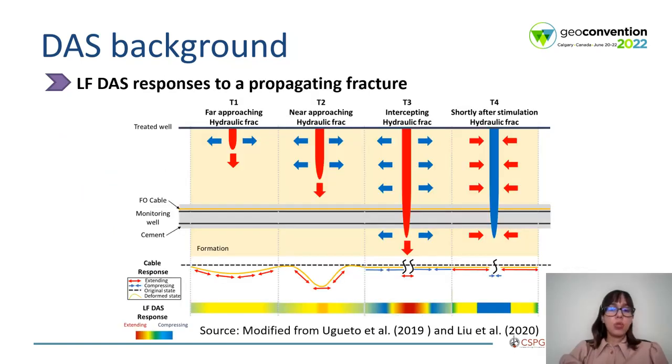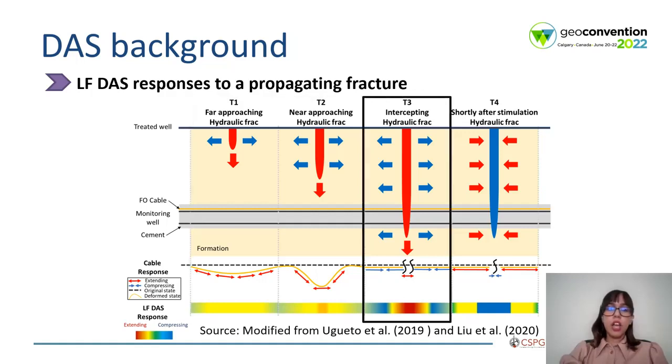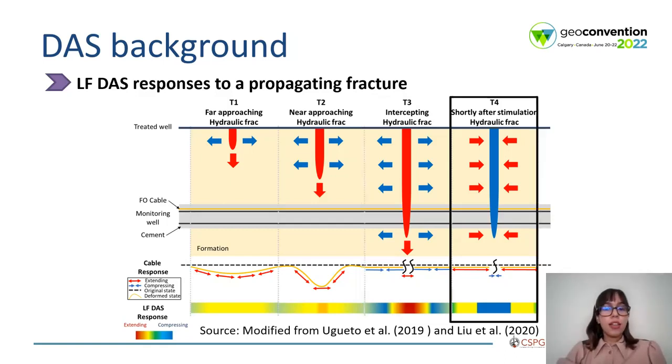This figure shows the hypothetical strain cable responses of a propagating hydraulic fracture. As the fracture approaches the monitoring well, the cable extends, and the extensional strain increases until the fracture hits the well. When this happens, the cable on the fracture is still extended, and there is a large extensional strain increase centered at the point of interception, surrounded by compressional strain as the cable on both sides is being compressed due to the fracture opening. When the stimulation ends, the fracture starts closing, which causes the strain pattern to reverse almost immediately.